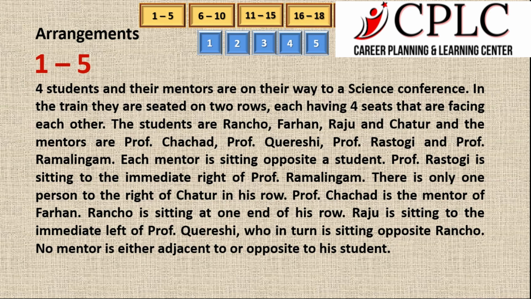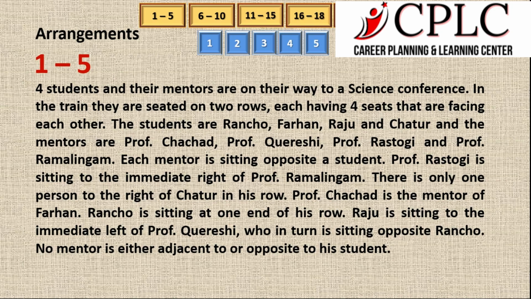So if you read the question properly, what they have told you is basically it is a case of linear arrangement, but it is of parallel rows, where 4 students and their 4 mentors are traveling to a conference. The student names and the mentor names are given. The main data actually starts from this particular line. Each mentor is sitting opposite to a student. But that does not mean that in one row there are only students and in the other row there are only mentors. I hope you understand that point.